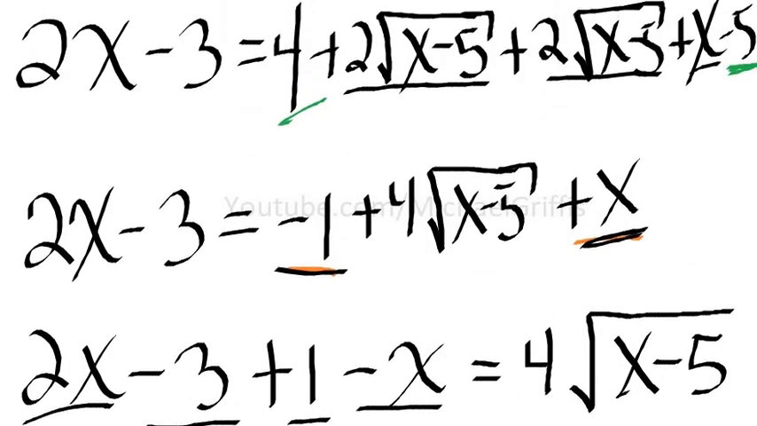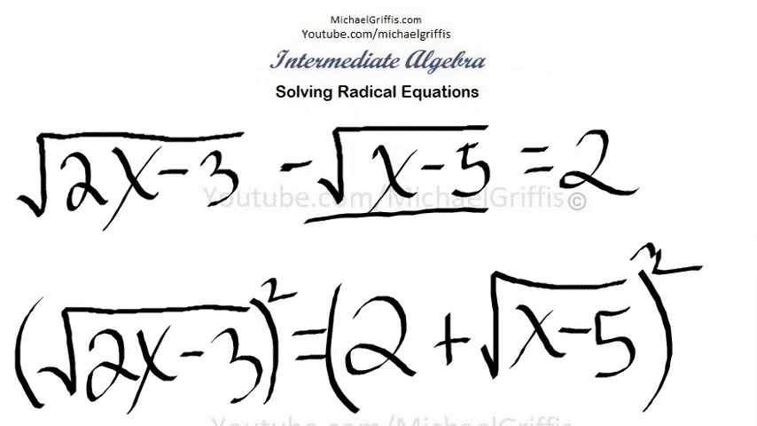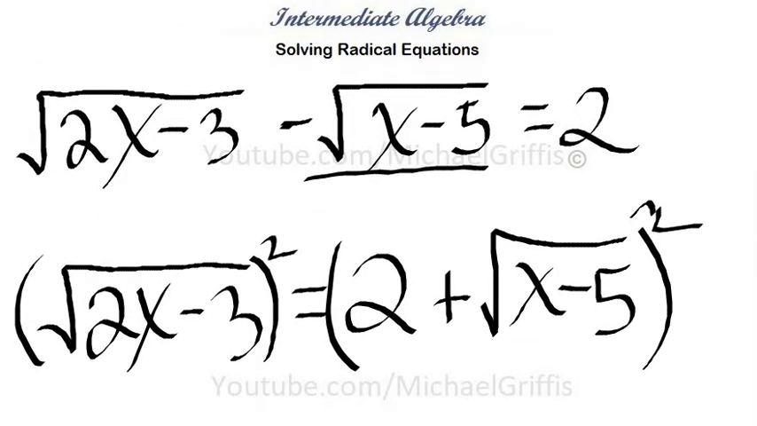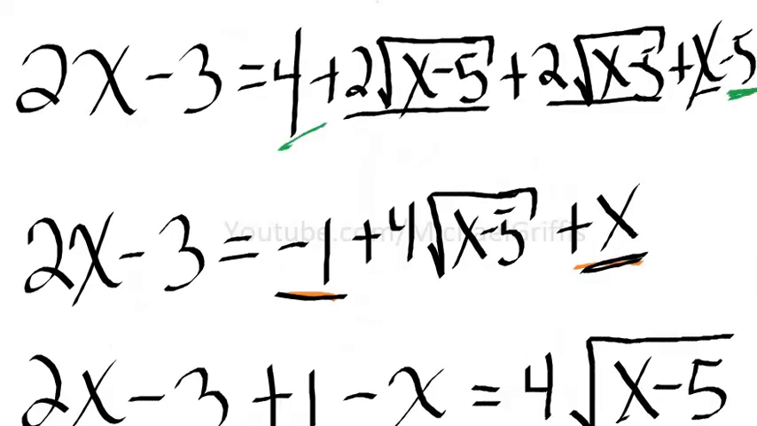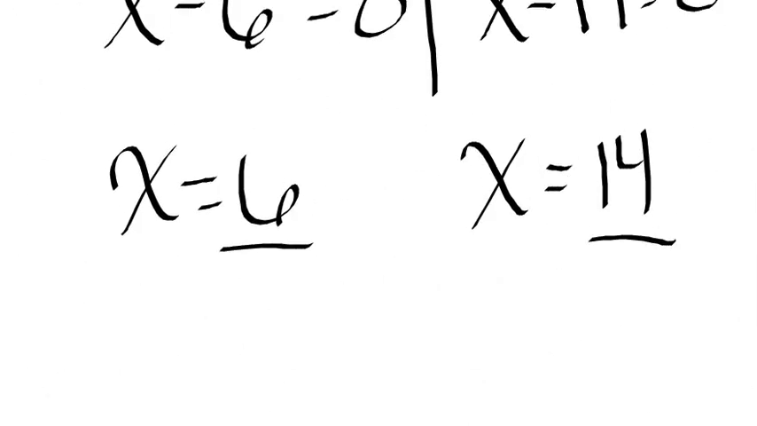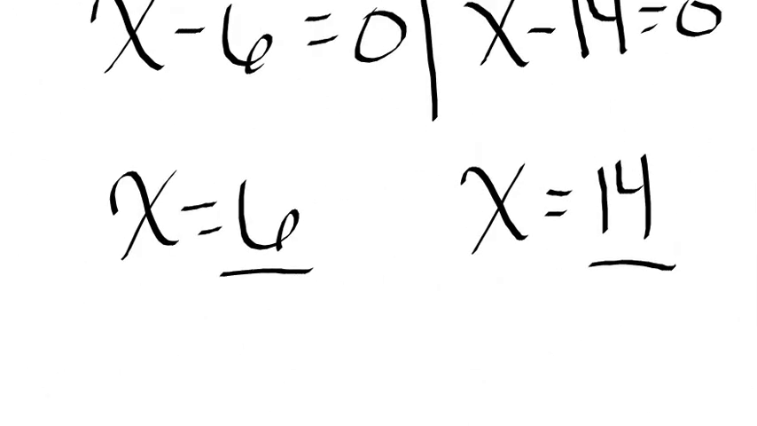You should always go back up to the very top and plug these in. Make sure that the left-hand side is equal to 2. I'll let you do that. That's your homework problem. Okay? And I'll just tell you that I think they're both solutions, but you need to check it anyway.